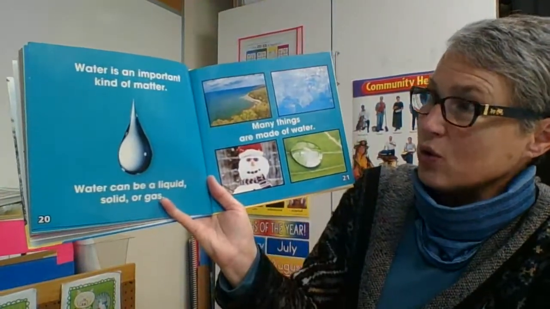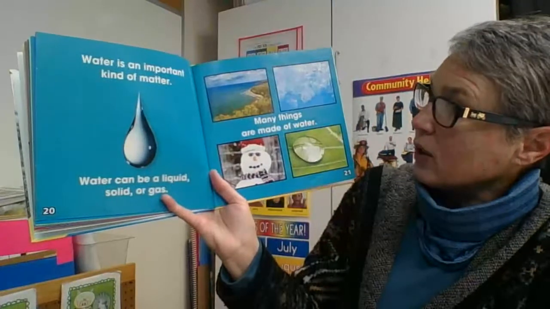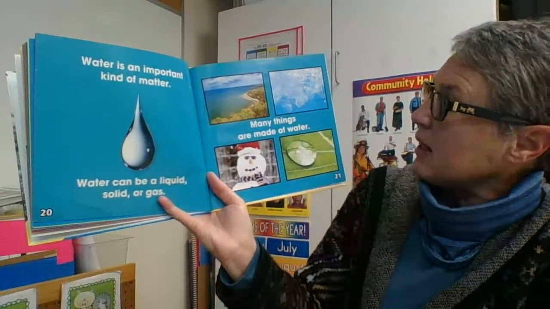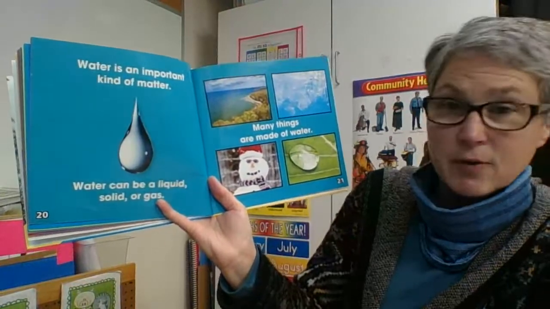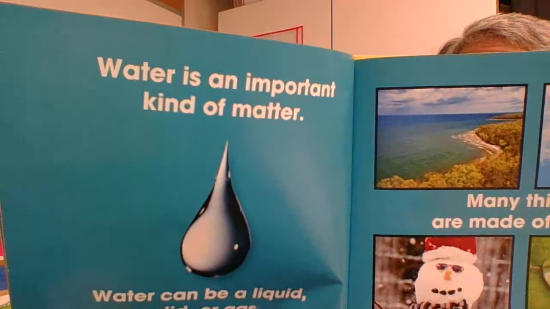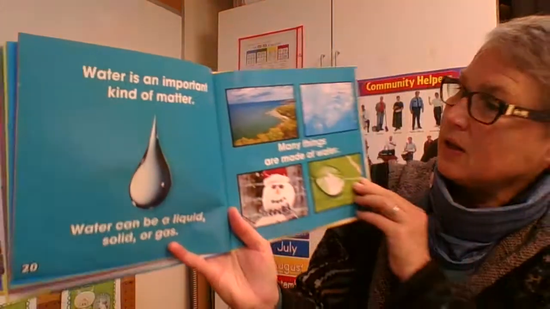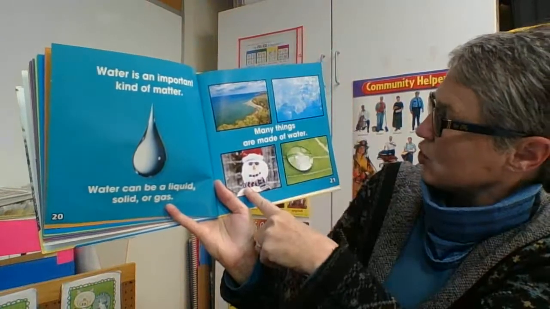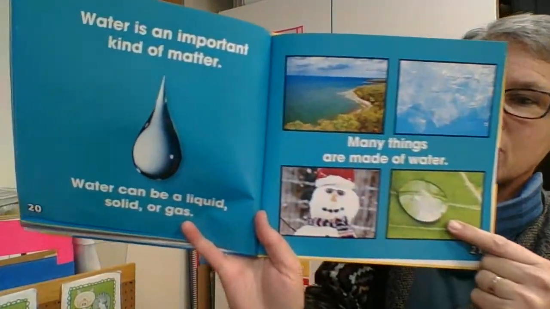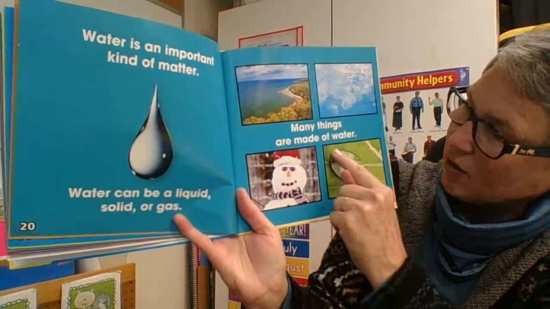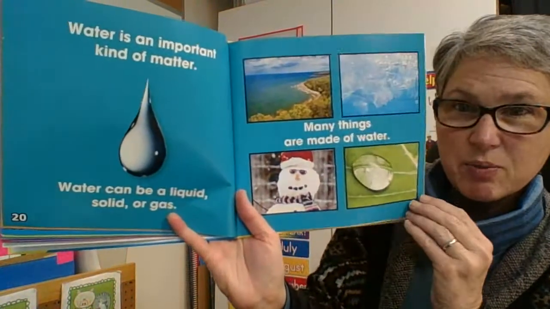Water is an important kind of matter. Water can be a liquid, a solid, or a gas. Many things are made of water, including you and I. We're 70% water. So we've got the ocean, got some ice in a glass, some snow. Oh, I like this water droplet on the leaf. You can really see how the meniscus, the skin of the water, is being held in place.